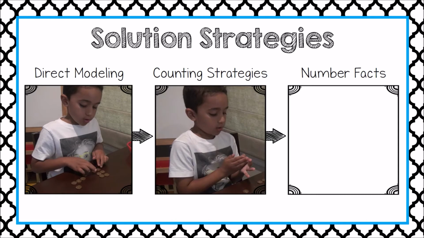Five. As you notice with Jackson, he primarily relied on direct modeling with manipulatives when presented with a problem. At one point in the video, he does move on to the counting on strategy, seen in the middle picture. As Jackson works with more problems, he will independently progress to the more efficient method of counting strategies, such as counting on and counting back. Eventually, he will use his knowledge of number facts to solve problems. This process of moving from direct modeling to counting strategies to number facts cannot be rushed. It will only occur through experiences solving a variety of problem types.